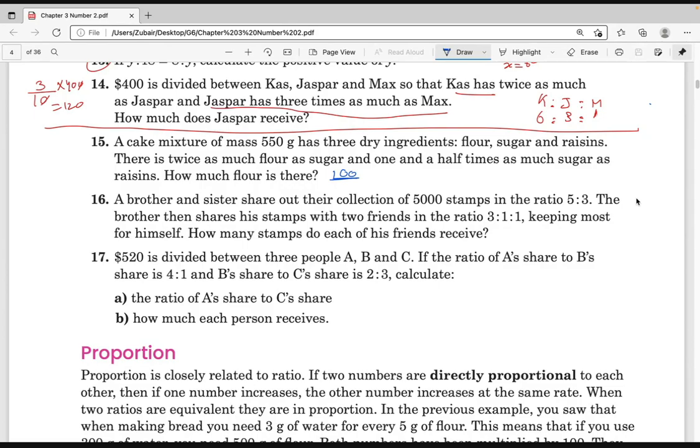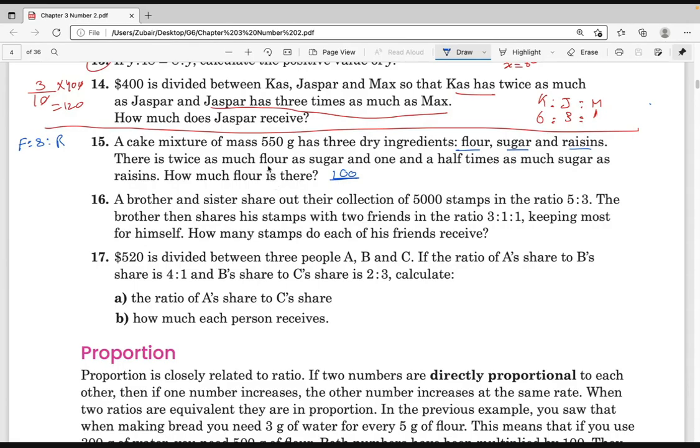So, cake mixture 550. That is total. Dry ingredients flour, sugar, raisin, 300. So flour, sugar, and raisin. I'm getting 100. Maybe that is incorrect. Let's discuss.